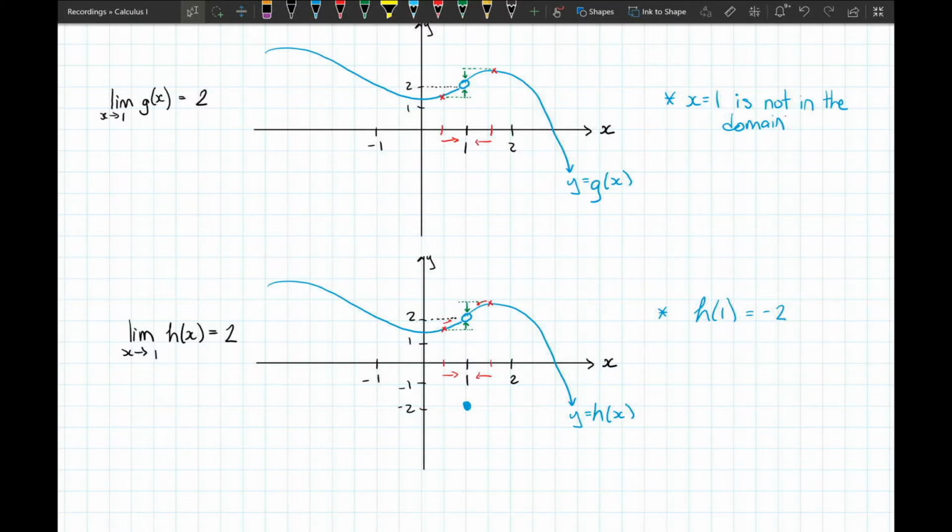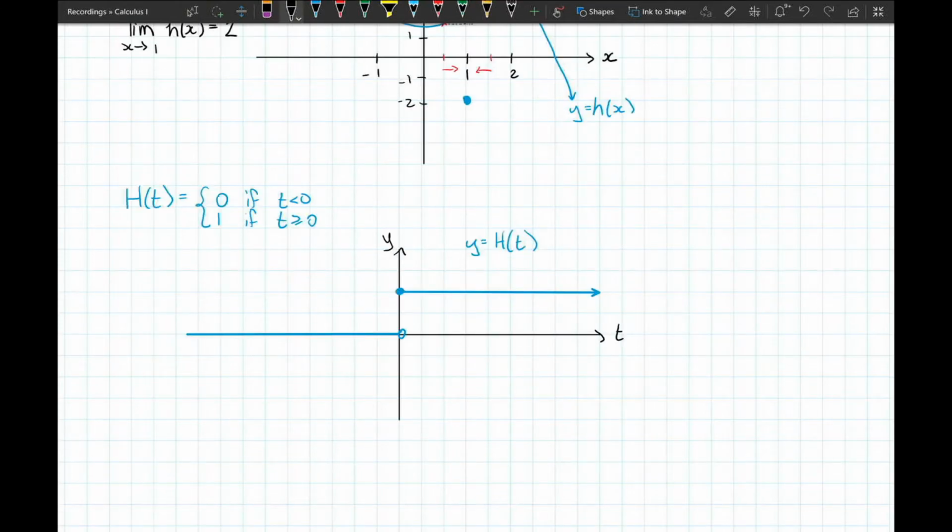exist. And here's a very common example of a limit that doesn't exist. Okay, in this example, we've got a function capital H of t, and it's a piecewise function. This time I've actually given it a definition. H of t is equal to 0 for any negative value of t, and h of t is equal to 1 if t is greater than or equal to 0. And so appropriately, we've got an open dot and we've got a filled in dot.